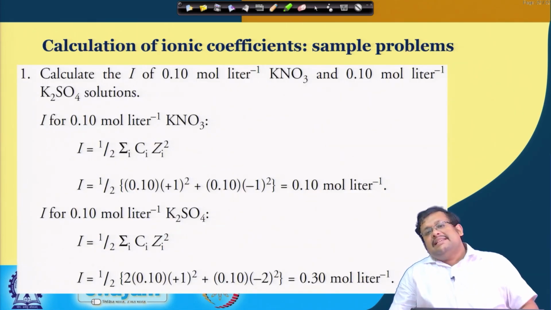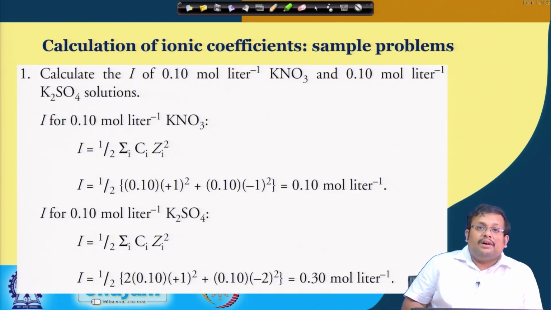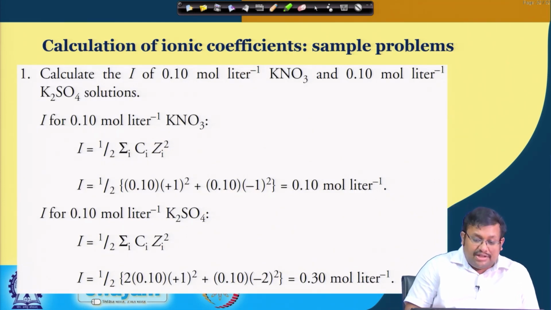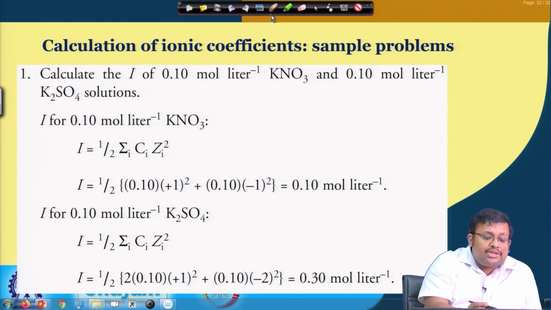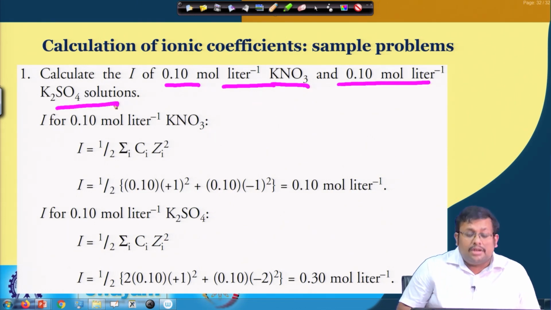Okay, so let us see some example mathematical solutions, some sample problems on the calculation of ionic coefficients. Here the first question says: calculate the ionic strength I for a solution of 0.10 mole per liter potassium nitrate and 0.10 mole per liter K2SO4.